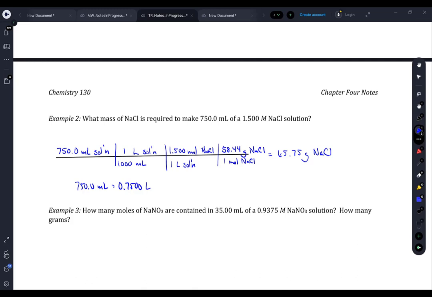This is a solution. We don't have the pure substance. We don't have pure salt here, right? All the salt is surrounded by water. So this lets you go from volume, either liters or milliliters, to moles directly without needing grams.